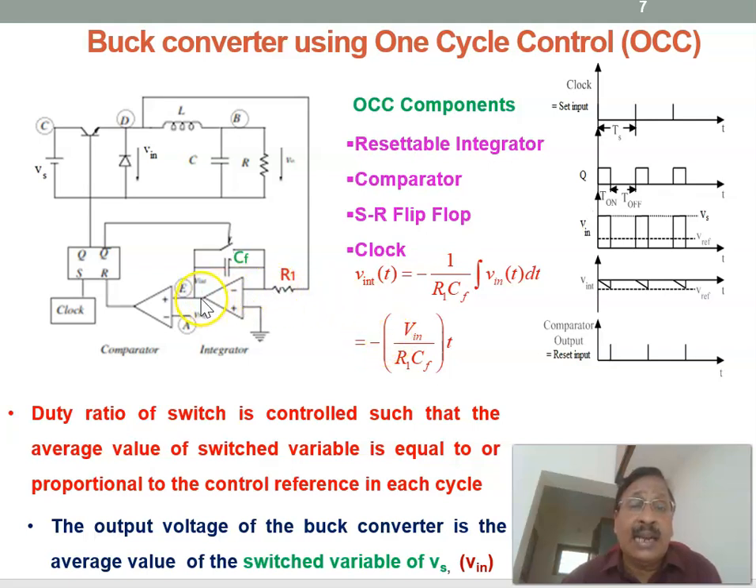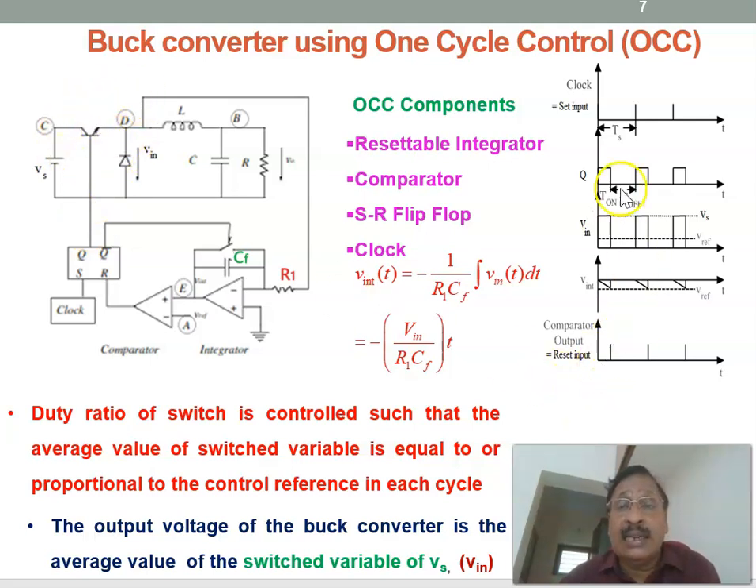Therefore, the integrator output is shown here. It has a negative slope, and that is compared with the reference. For example, if you want to get 10 volts here, then 10 volts is given as the reference voltage. Once the output of the integrator reaches the reference voltage, the reset signal will become high, so R will be high. When R is high, Q will become low and Q bar will become high. When Q becomes low, the switch gets turned off.